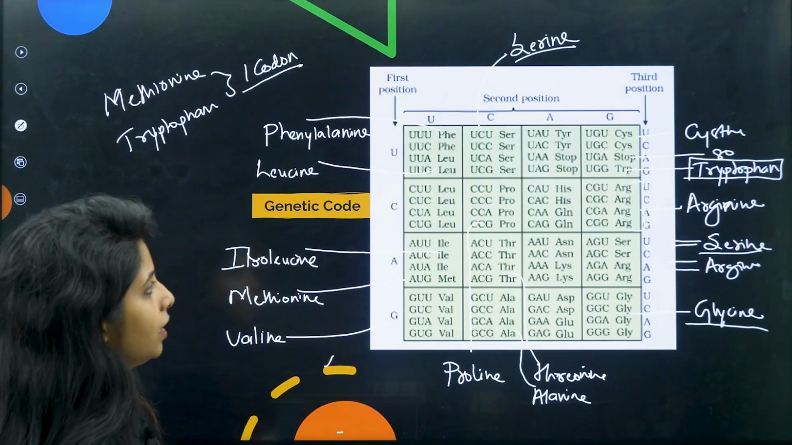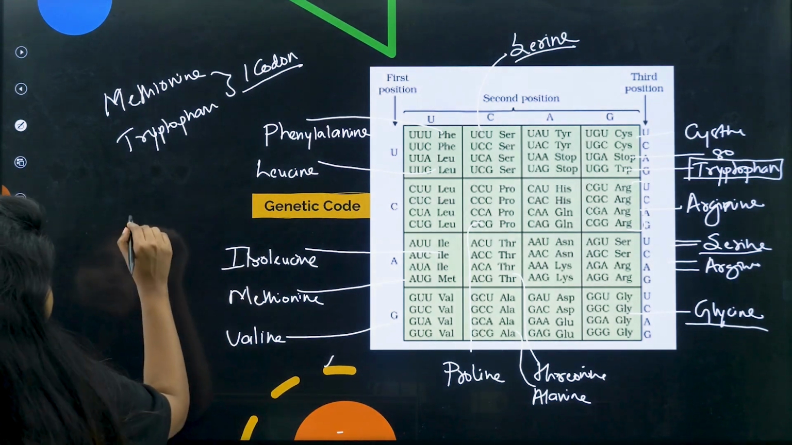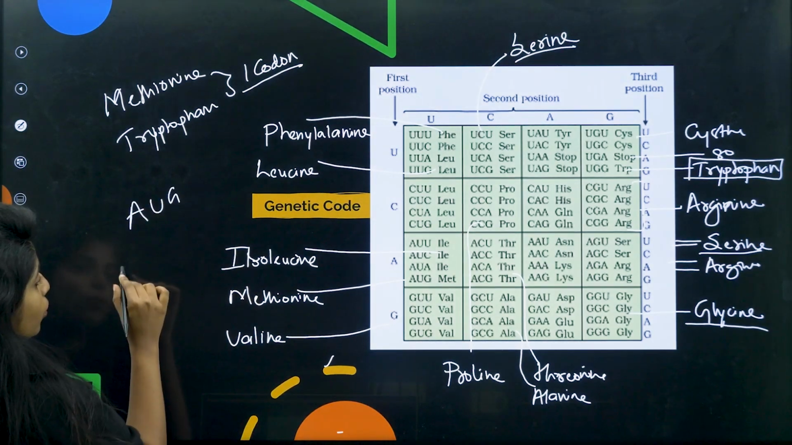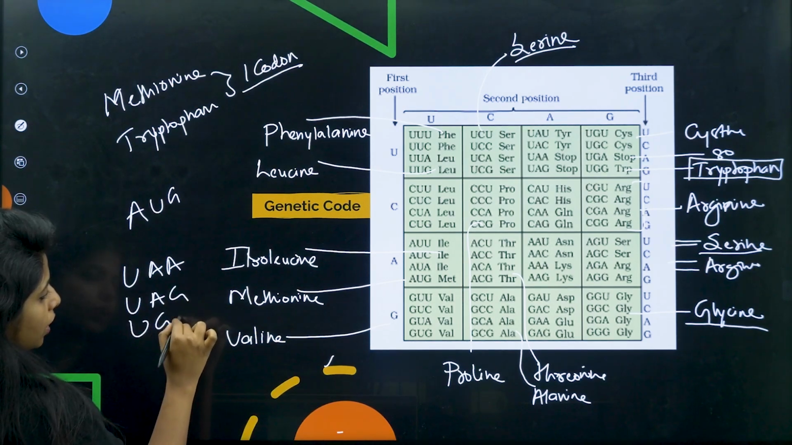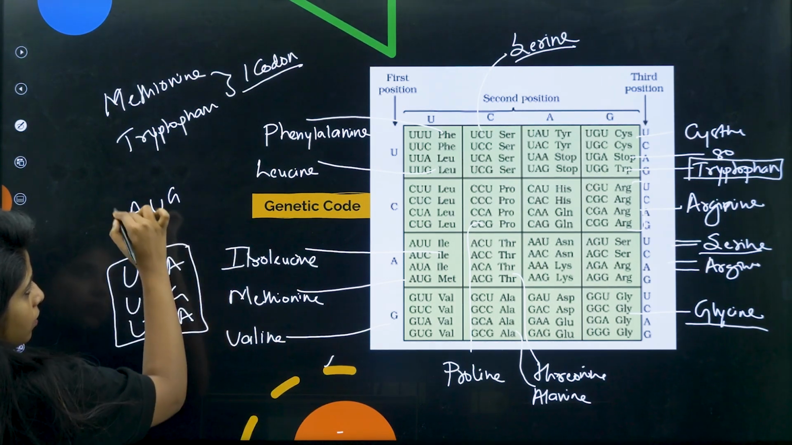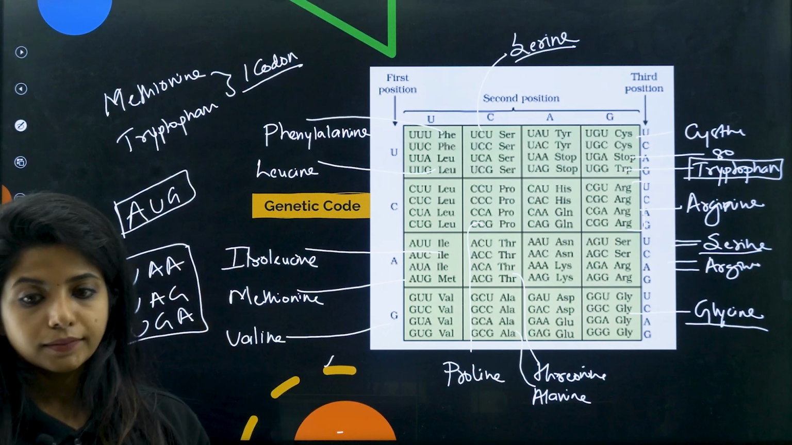Okay, what is the name of the start codon? It is AUG. What is the name of the stop codon? It is UAA, UAG, UGA. These are the stop codons. This is the start codon.